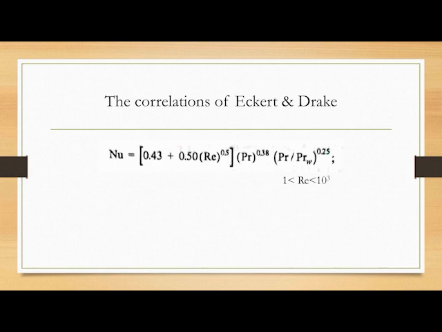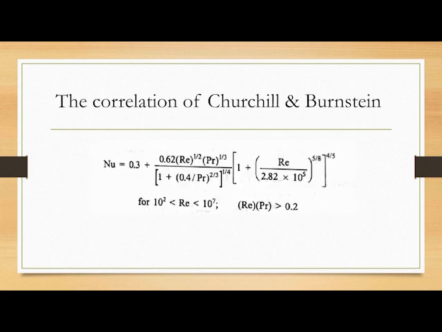Now coming to our next correlation. This correlation is given by Churchill and Bernstein, which says Nusselt number equals 0.3 plus 0.62 multiplied by square root of Reynolds number multiplied by cube root of Prandtl number, divided by the bracket 1 plus 0.4 divided by Prandtl number, whole to the power 2 by 3, bracket close, to the power 1 by 4, the whole multiplied by 1 plus Reynolds number divided by the given number to the power 5 by 8, whole to the power 4 by 5.